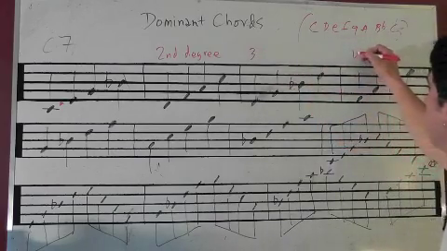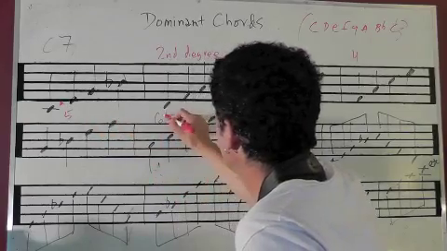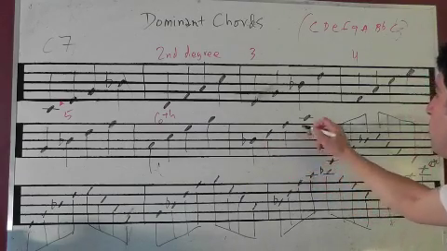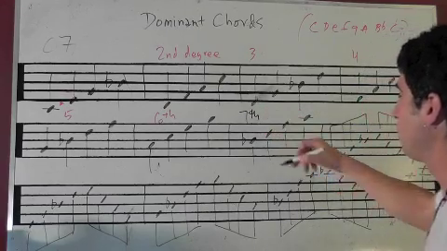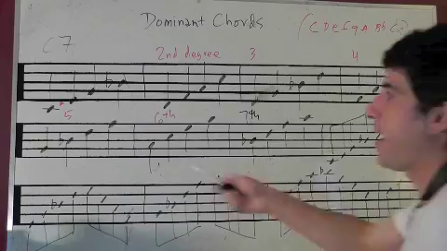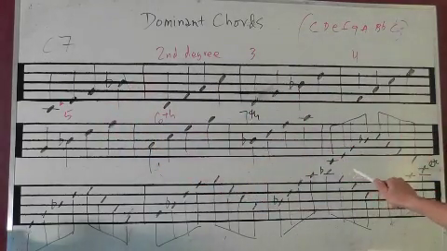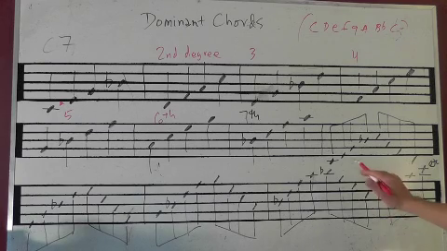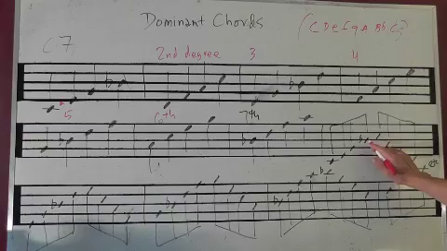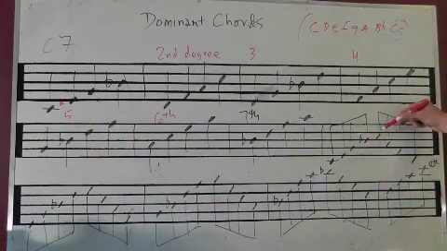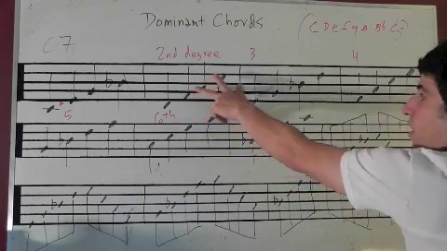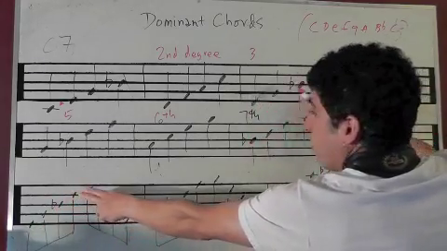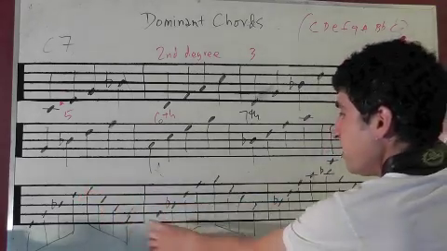So 3rd degree, 4th degree, 5th degree, 6th degree. Oops, I forgot to put some stems on that. 7th degree, and then we'd be back to 1 right here. And then down here is basically the exact same thing, except I wrote it out in 8th notes. This is descending, the same thing but in 8th notes, and then ascending here, and descending here, etc.